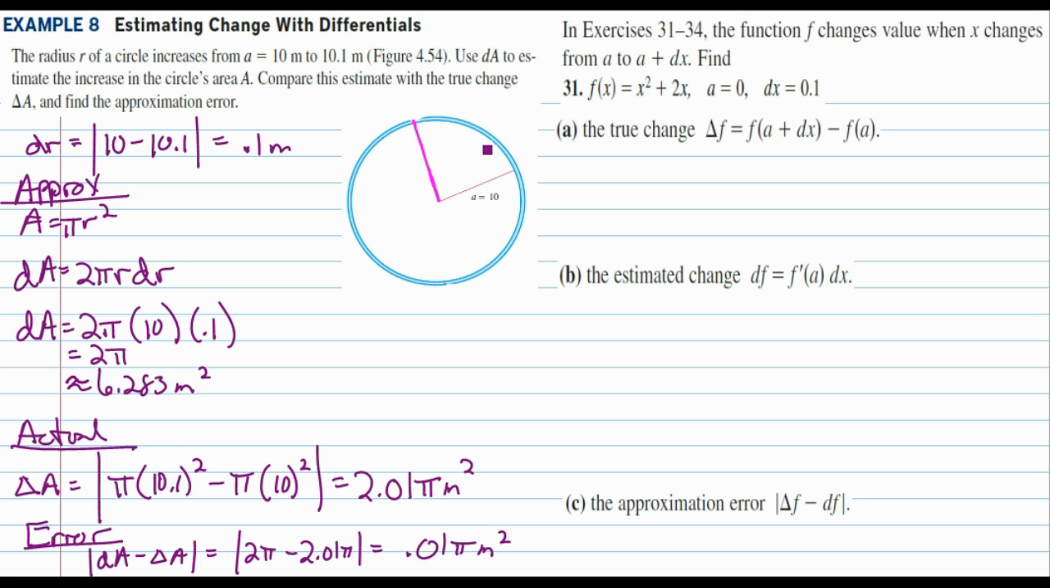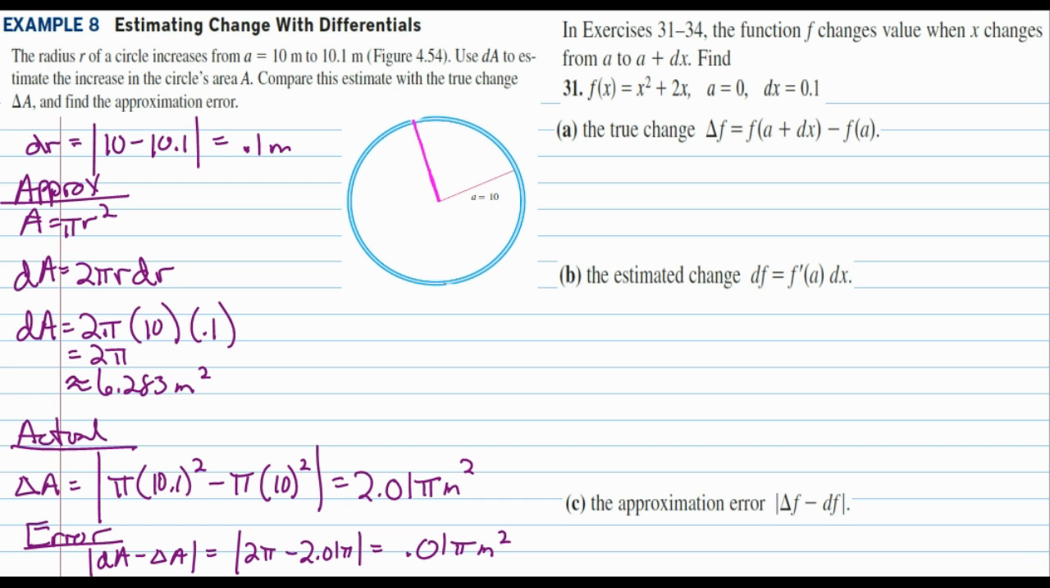So what this problem is saying is that if I have a radius that is 10 meters long and I want it to change by 0.1 meter, that's going to approximately change the area 6.283 square meters. Now, of course, it's going to be a little bit different than that because as your radius increases, the change in area differs. It's not the same. The actual change in area as calculated was 2.01 pi square meters. So our error between the two was very tiny, 0.01 pi square meters between the actual and our estimated. Now try problem number 31.